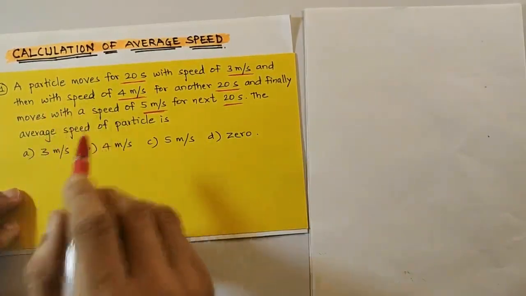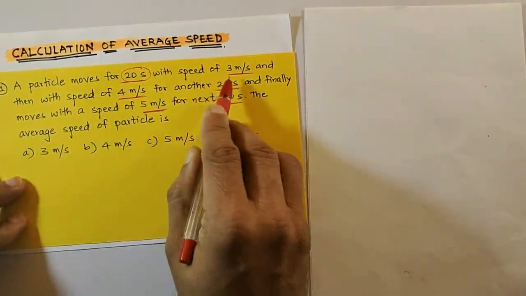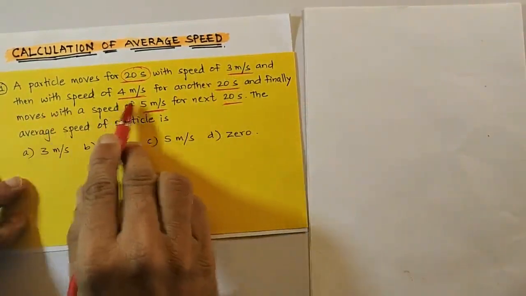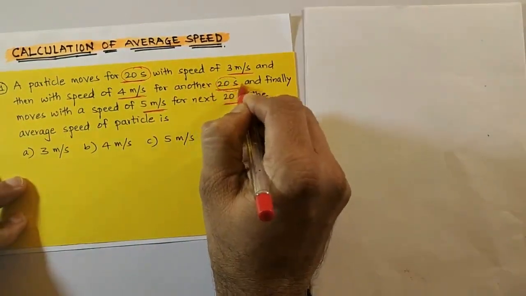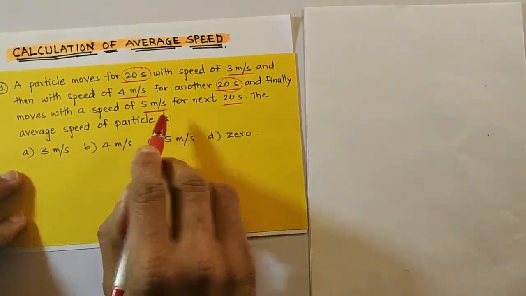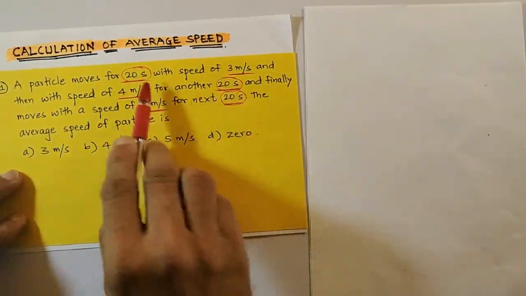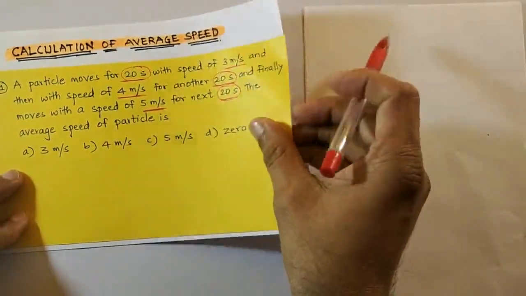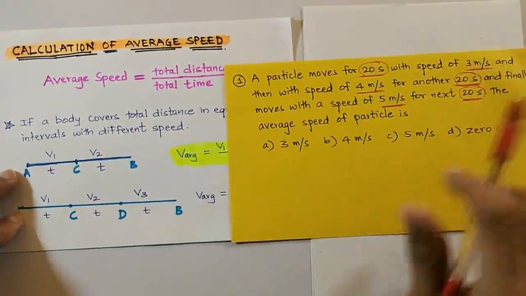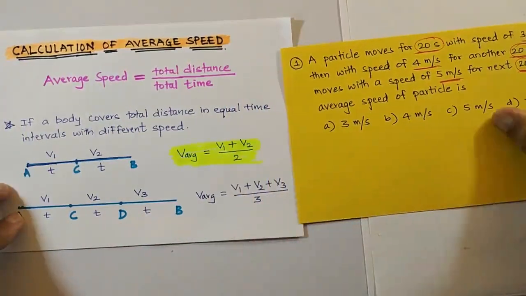Now if you observe here, moves for 20 seconds, speed is 3. Speed is 4 for another 20 seconds. And next again speed is 5 meter per second for next 20 seconds. Means if you observe here, all three time intervals are same. Then average speed is average of all these speeds.